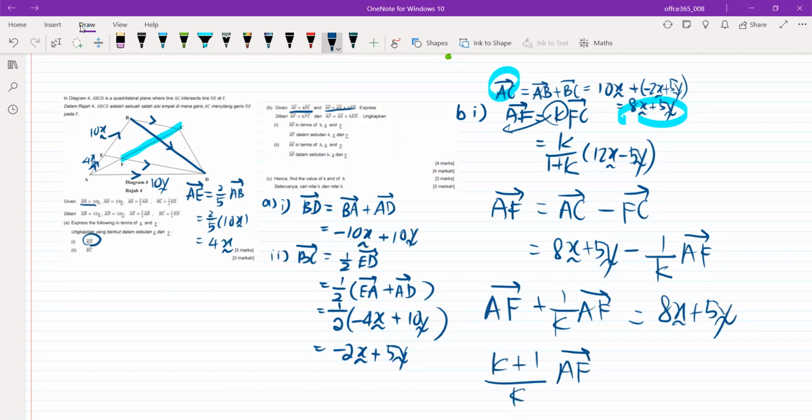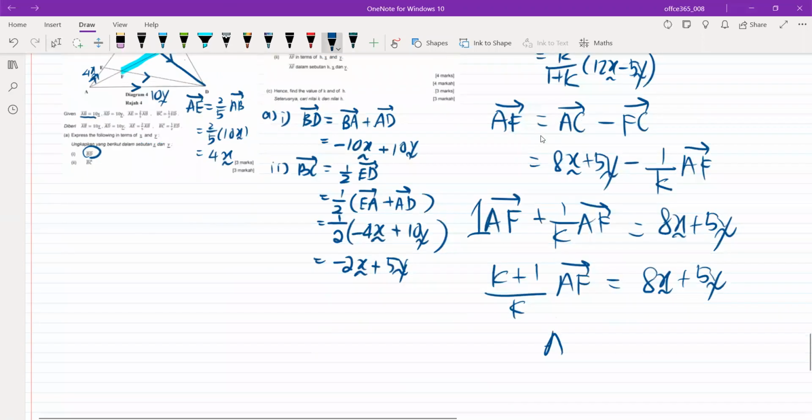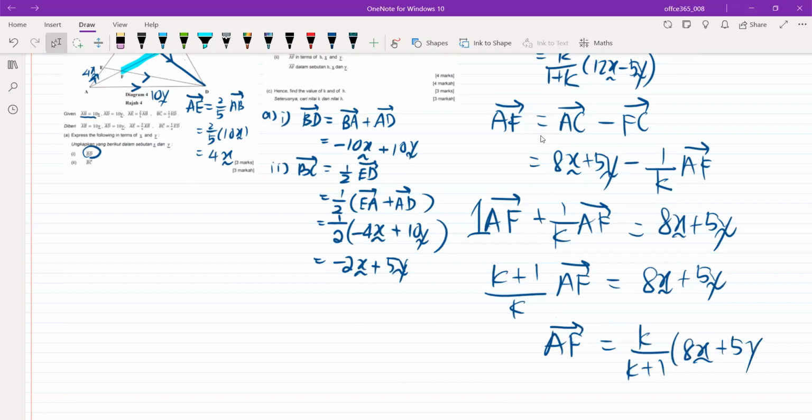Oh, that's the reason, no? 1 times this one fraction, 1 over AF plus 1 over KF. So do you think it's K plus 1 over K? I want AF, right? So answer AF equals to, bring the K there, bring the K plus 1 there. Can link already. Just that how come it's not the same one?